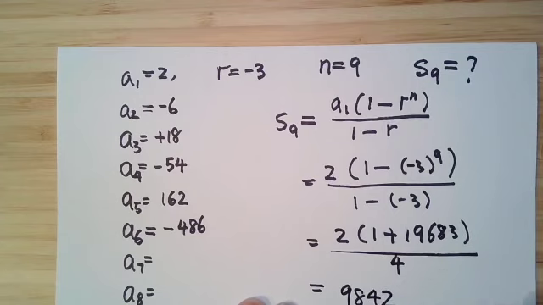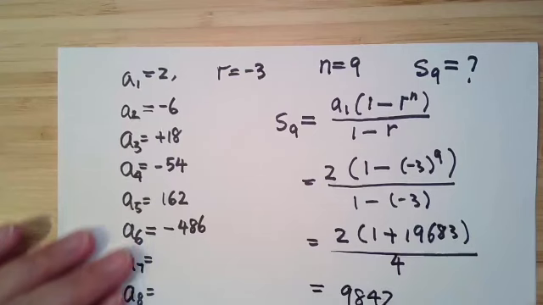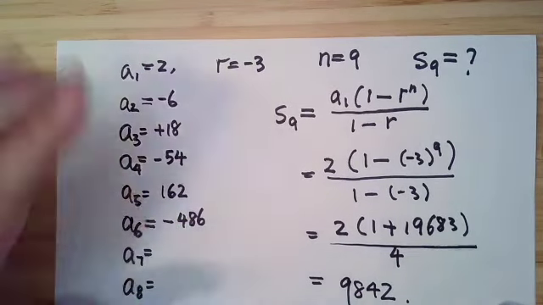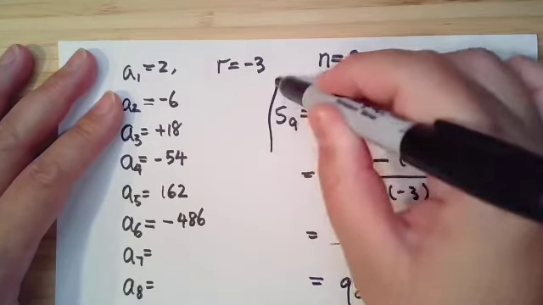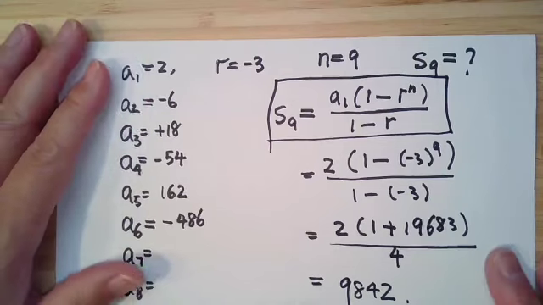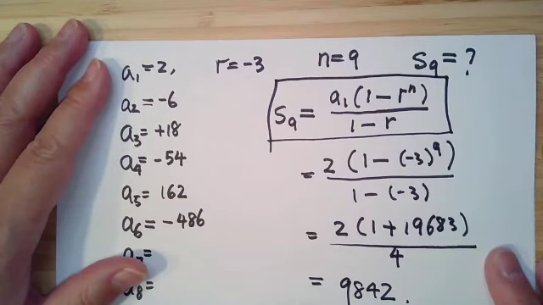If you use a calculator to do this, you can get 9842. Okay, so of course you're going to add all the first 9 terms. If you really like to calculate that, you add them up, you should get the same answer. See, this is a very interesting formula, isn't it? Okay, so this is for the finite r. Let me give you another example.